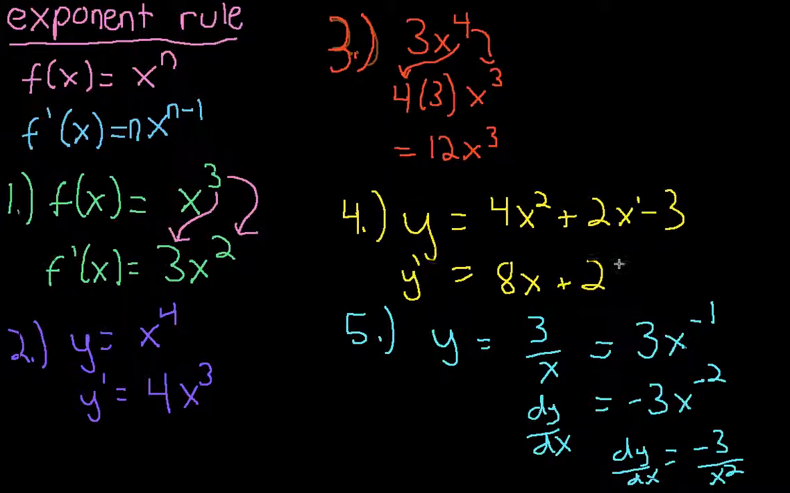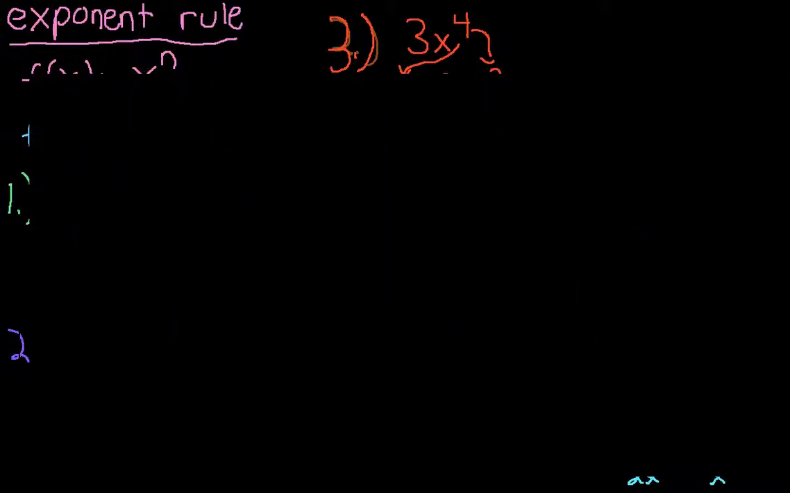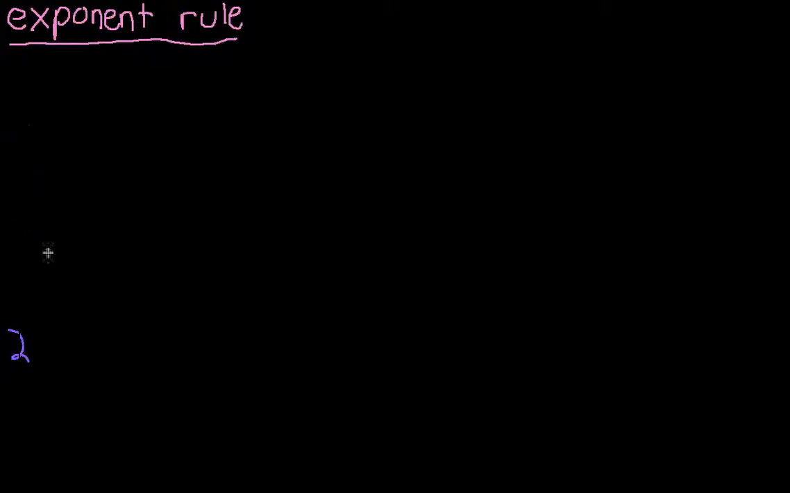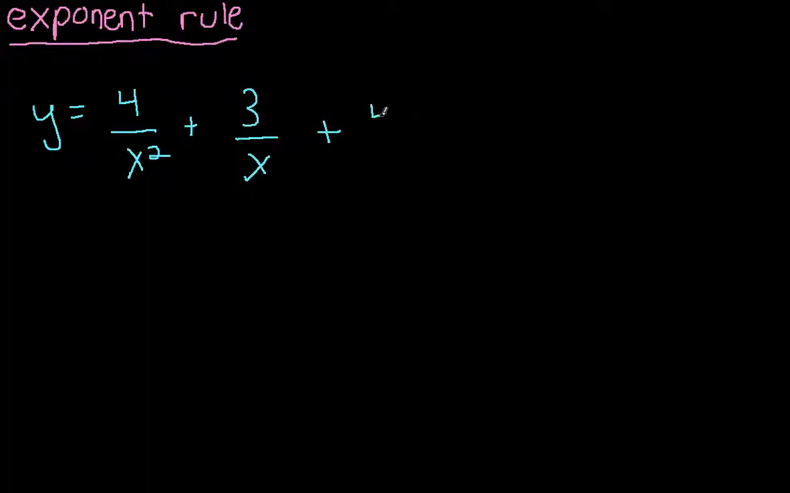So let me go ahead and just erase all this. All right, so let's do another one with a negative exponent, but let's do a few. So let's say I had y equals 4 over x squared plus 3 over x, and then let's do some other ones in here. Let's make this one a little bit more complicated. Maybe I do 8x to the third plus 2x.